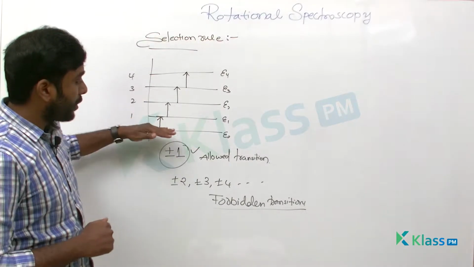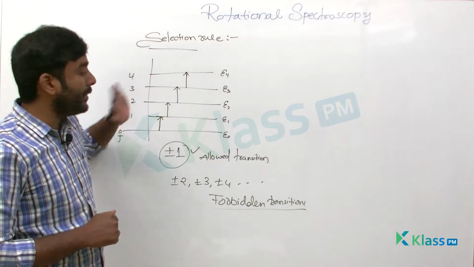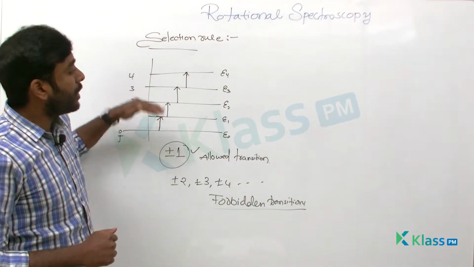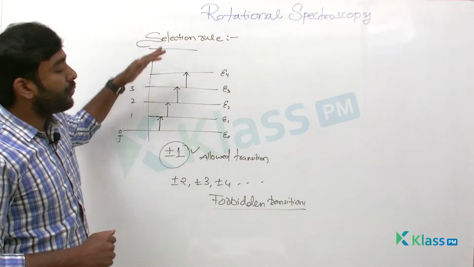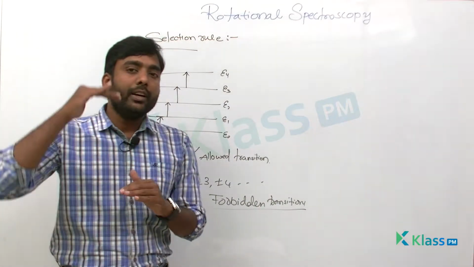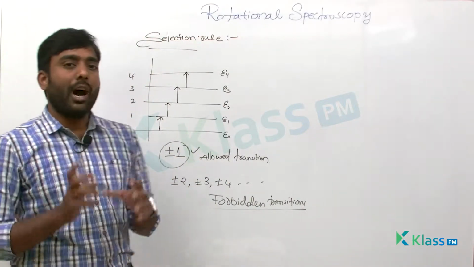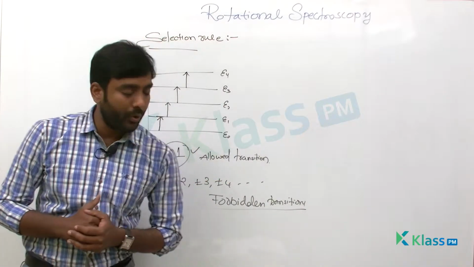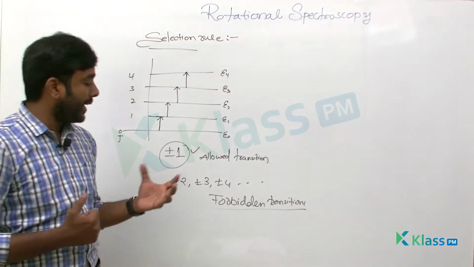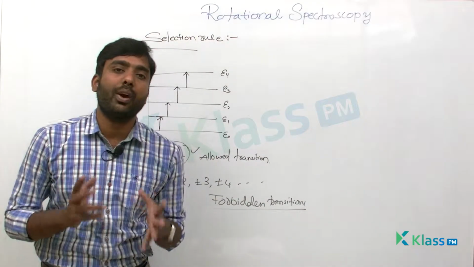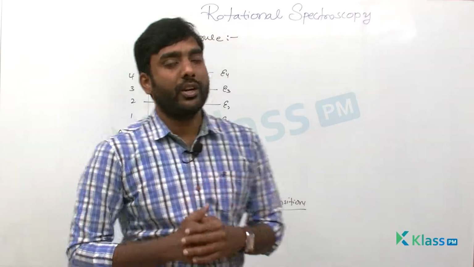So it is always from E0 to E1, but E0 to E2 is not possible. In the same way, E1 to E3 and E1 to E4 are not possible. Only two successive energy levels are possible. That is, plus or minus 1 is the allowed transition for rotational spectroscopy, and plus or minus 2, plus or minus 3, plus or minus 4 are the forbidden transitions.